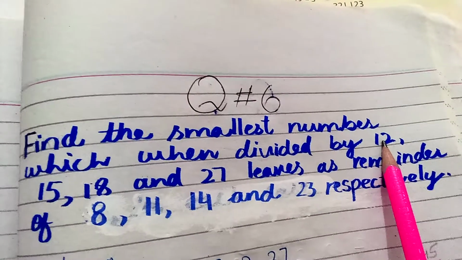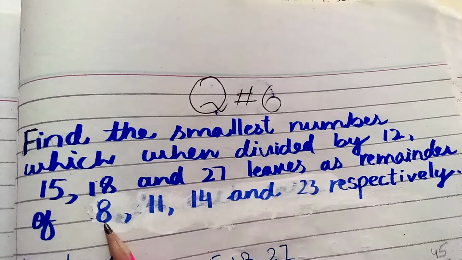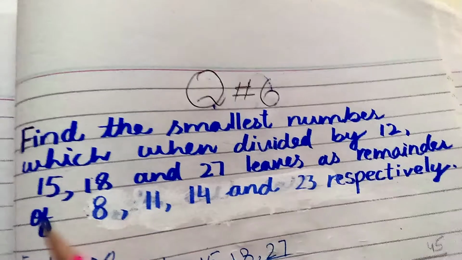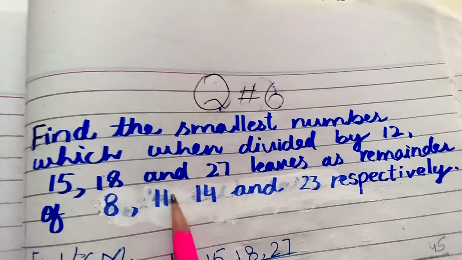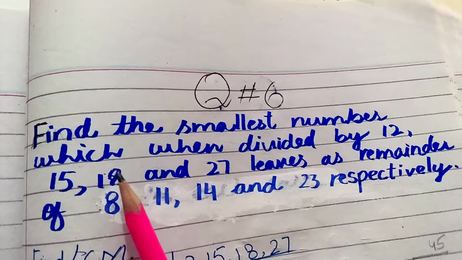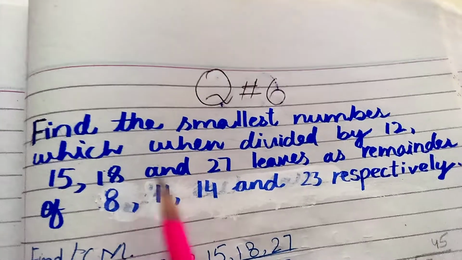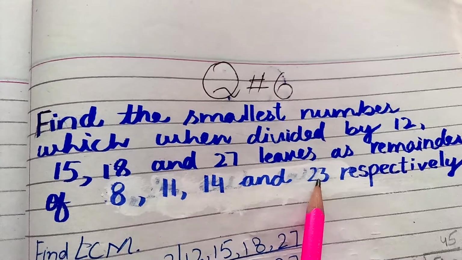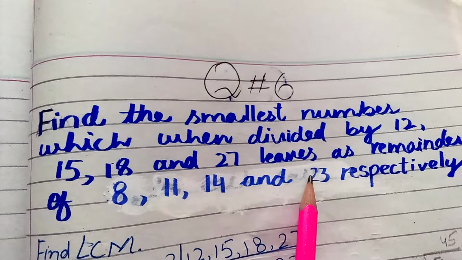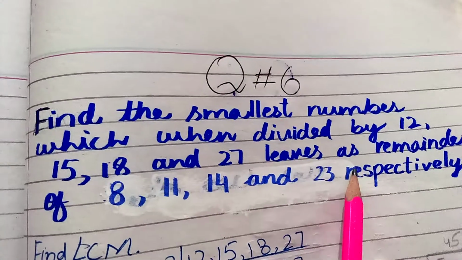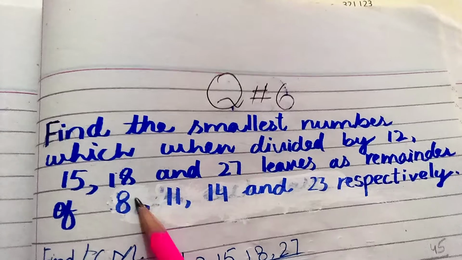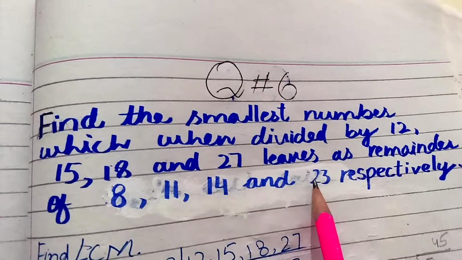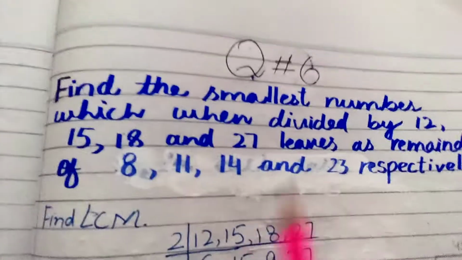When we divide that number by 12 it will leave the remainder of 8. Now I am telling you the meaning of respectively. When we divide that number by 15 it will leave the remainder of 11. When we divide that number by 18 the remainder will be 14. And when we divide that number by 27 the remainder will be 23. This is the meaning of respectively: 12 belongs to 8, 15 belongs to 11, 18 belongs to 14, 27 belongs to 23.